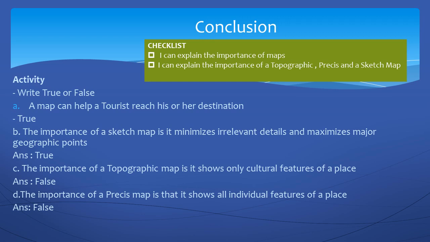For example, if you can explain the importance of maps, then you put a tick here again. I can explain the importance of maps. I can explain the importance of a topographic, precise, and a sketch map.